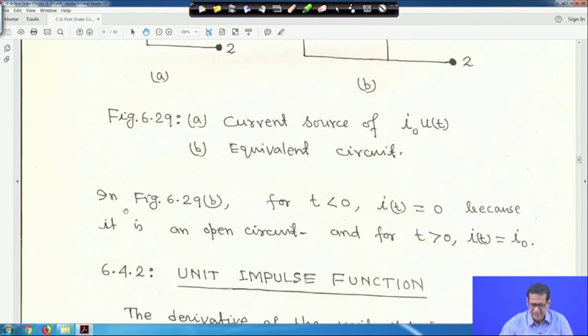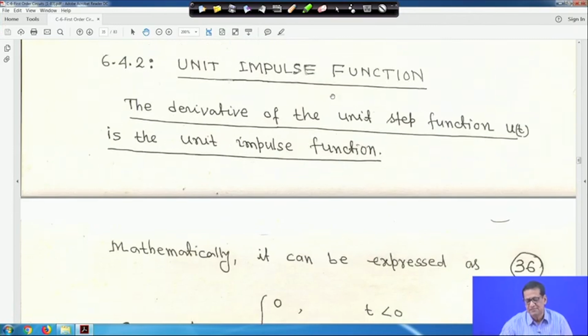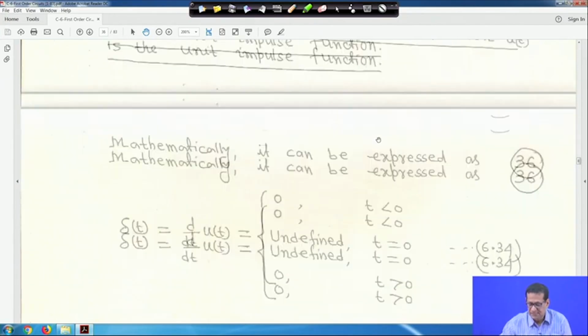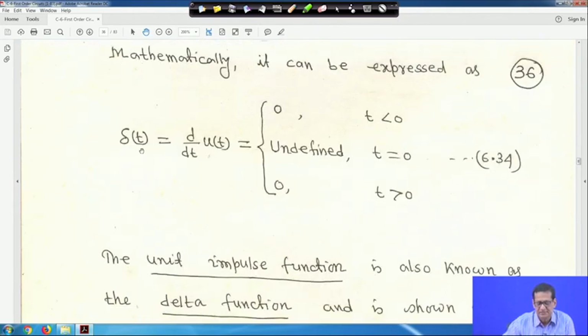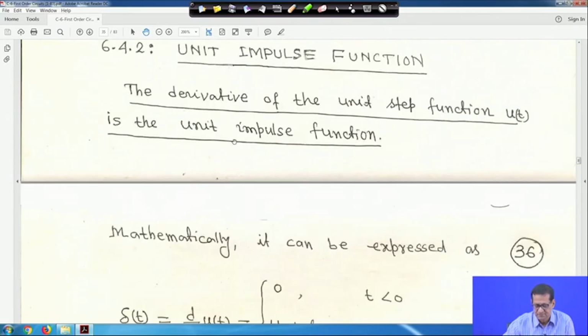Now, next is the unit impulse function. Physically, the unit impulse function is like ideal sources, ideal voltage sources or resistors, physically not realizable, but it is a very strong mathematical tool for circuit analysis. The derivative of the unit step function u(t) is the unit impulse function. Mathematically it can be expressed as delta(t), the unit impulse function.